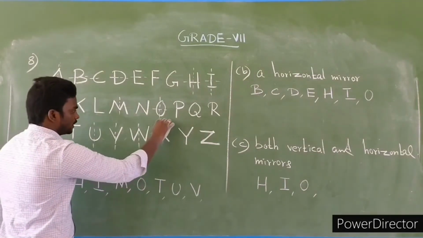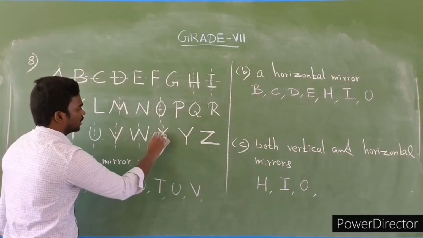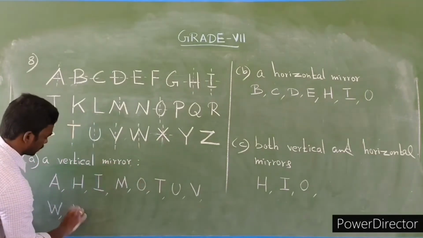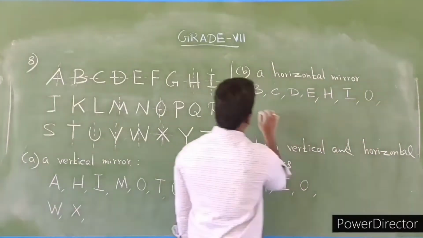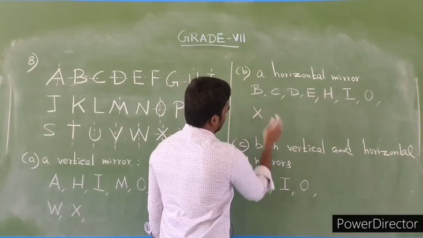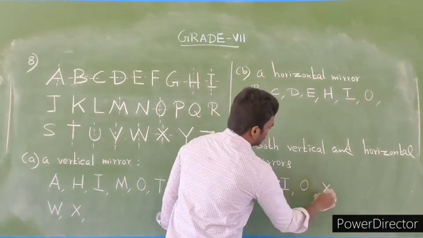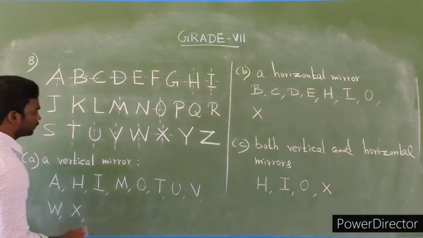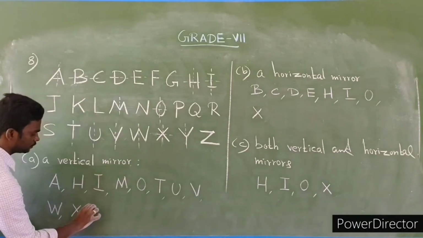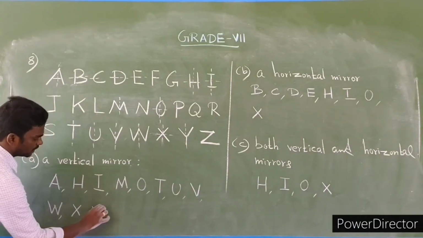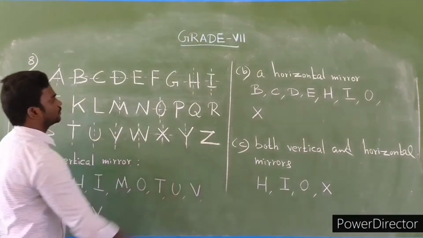Next, the letter X has both vertical and horizontal mirror. So X has a vertical mirror, a horizontal mirror, and both vertical and horizontal mirror. Next, the letter Y has the vertical mirror. So Z has no vertical or horizontal mirror.